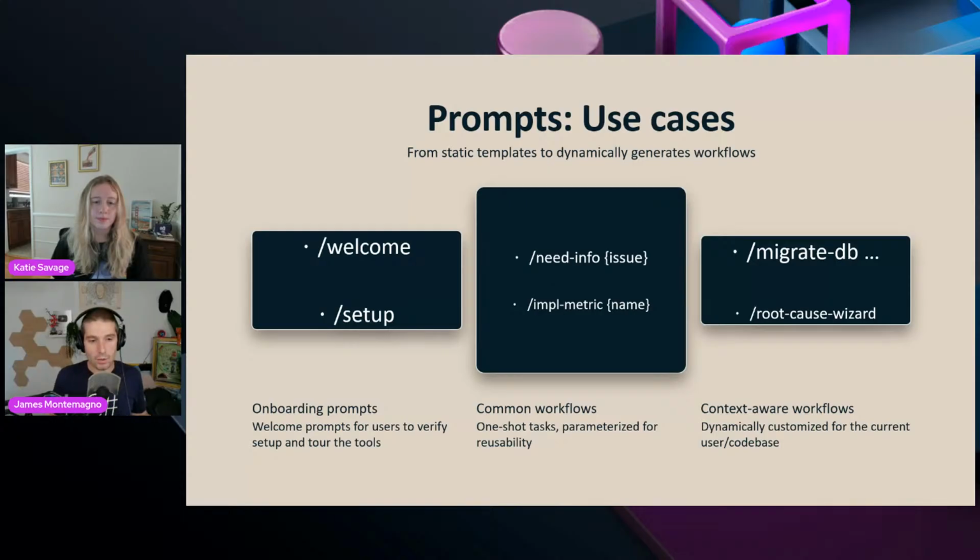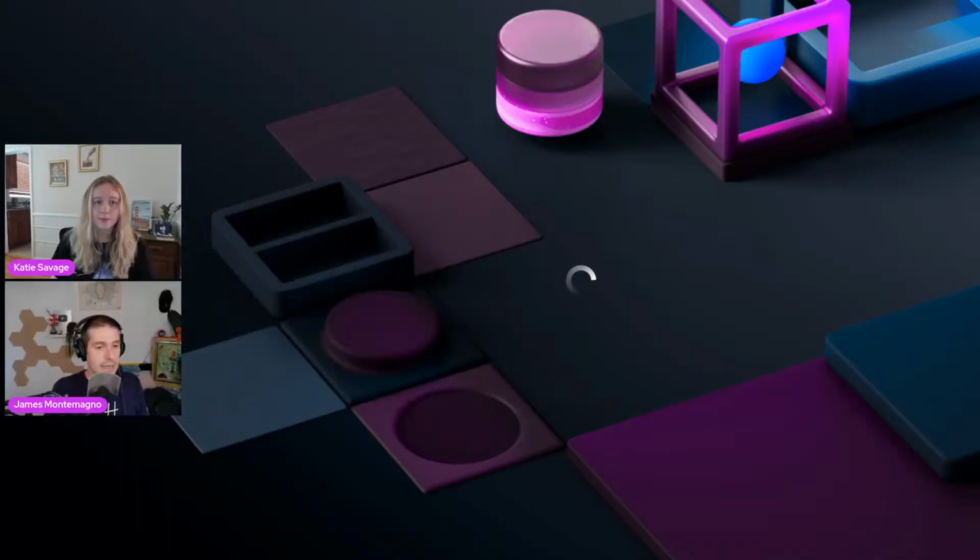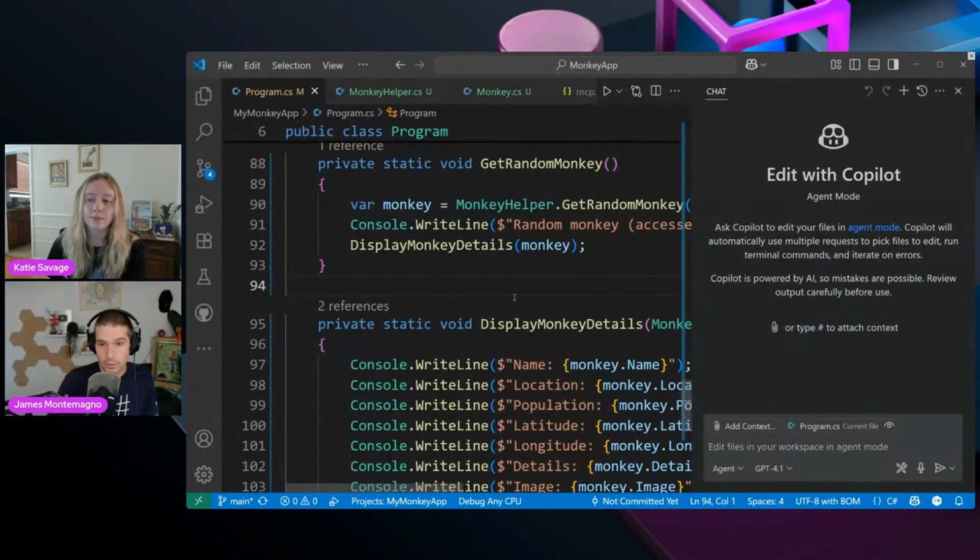A great one that we see is context aware, like, hey, migrate the database, and it would provide the prompt file to the actual agent, which is cool. So let me show you what that looks like really quick here inside of the monkey app that we built.